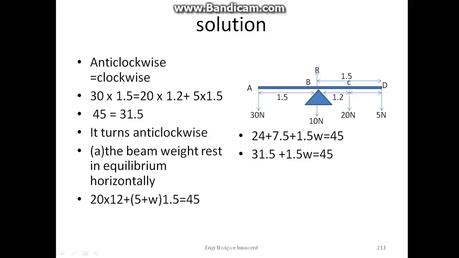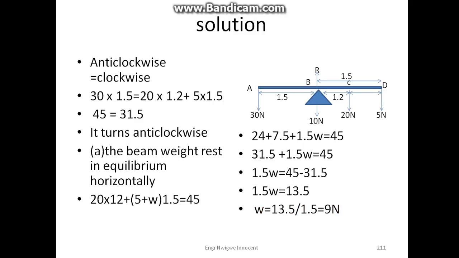Which will give us 45. Collecting like terms, we have 1.5 W equal to 45 minus 31.5. 1.5 W is now equal to 13.5. Making W the subject of the formula, we have 13.5 over 1.5, which is now equal to 9 Newton.